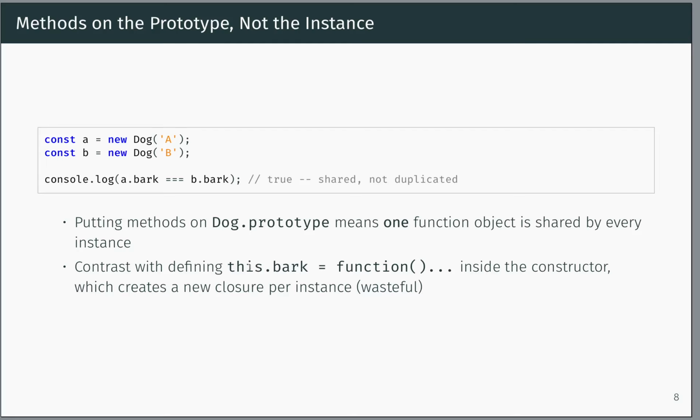Okay. So if you create this.bark function inside the constructor, then that will be limited only to that particular object. It will not be applied to the entire prototype chain. For that, we have to assign to Dog.prototype.